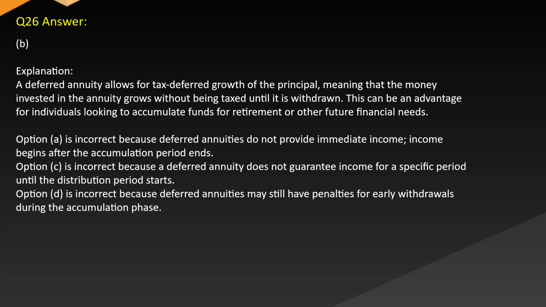Option A is incorrect because deferred annuities do not provide immediate income. The income begins after the accumulation period ends. Option C is incorrect because a deferred annuity does not guarantee income for a specific period until the distribution period starts. Option D is incorrect because deferred annuities may still have penalties for early withdrawals during the accumulation phase.